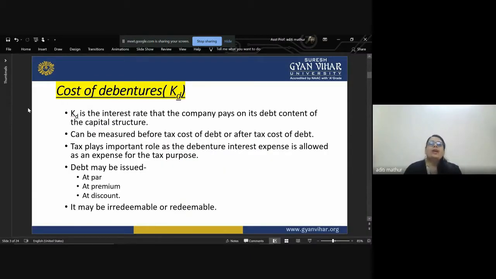So what do we mean by cost of debentures? KD is that interest rate that a company pays on its debt content of the capital structure. It can be measured before tax and after tax. Tax plays a very important role as the debentures interest expense is allowed as an expense for the purpose of taxation. Debt may be issued at par, at premium, at discount, and it can be redeemable or irredeemable.